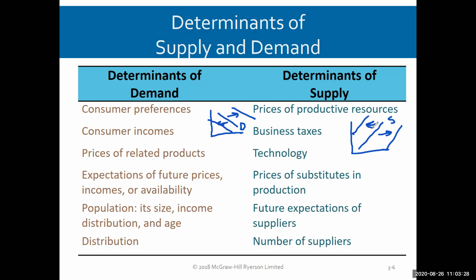So those are determinants. It's just a wordy review of the shifters. Make sure you understand those and you can do them when you're looking at a problem. Understand which one is causing demand or supply to shift. So we're going to look at shifting both curves now.